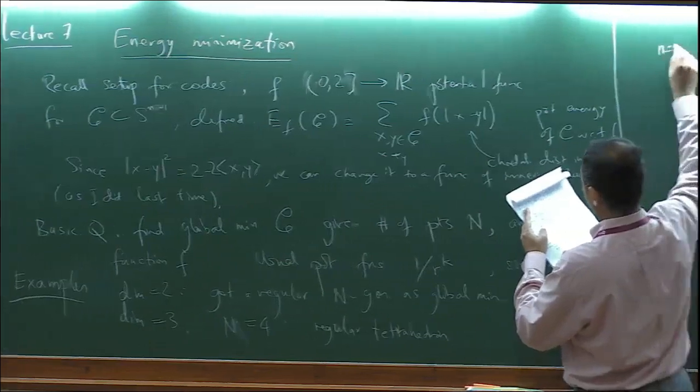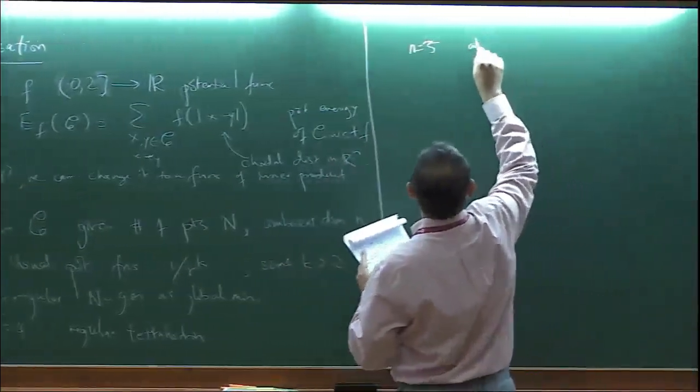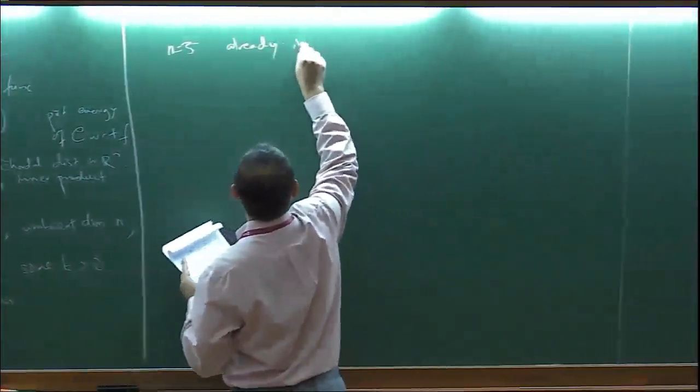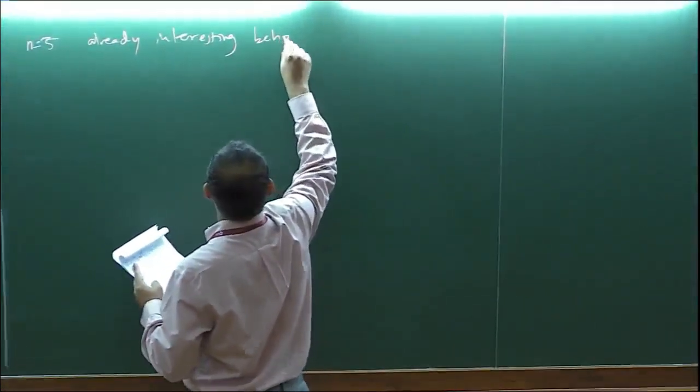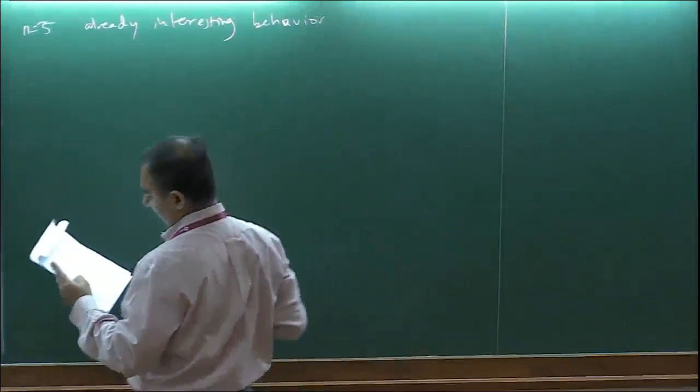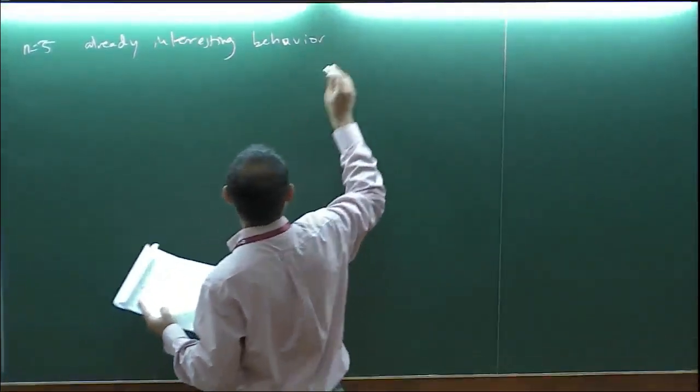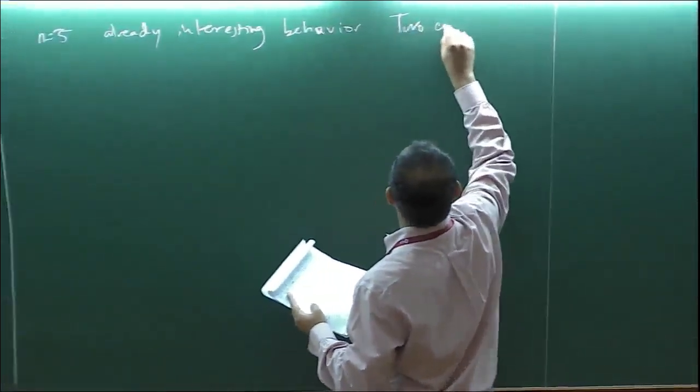Okay, but already at n equals 5, interesting behavior is seen. Namely, what you get is two competing configurations.